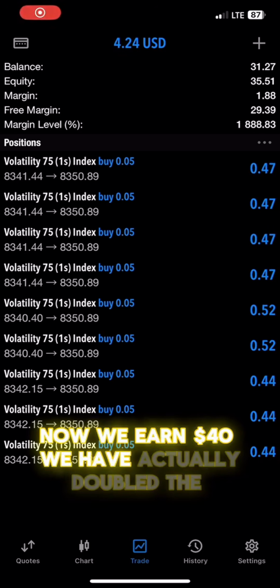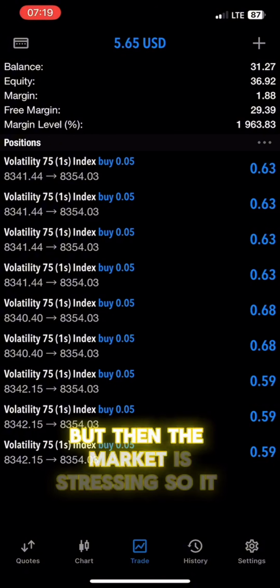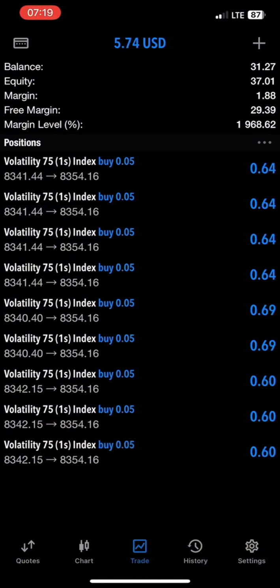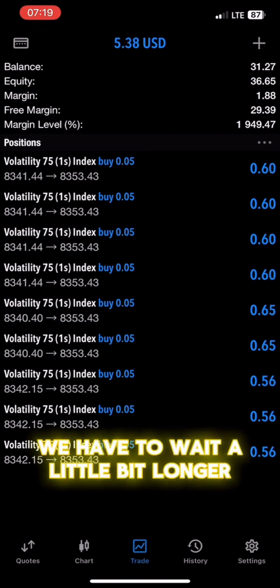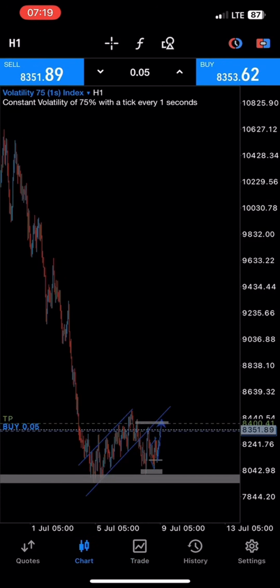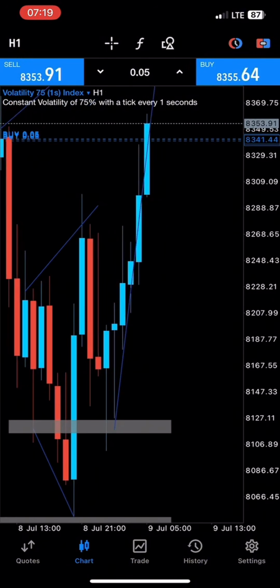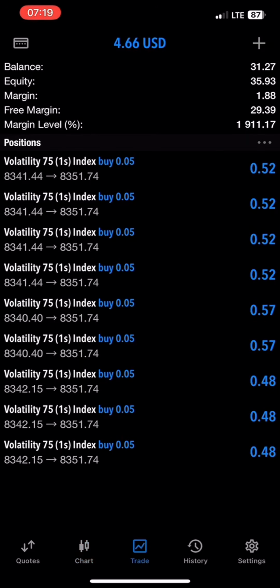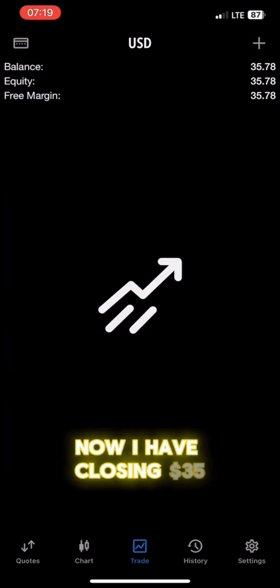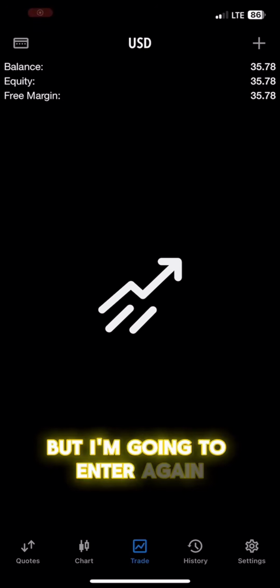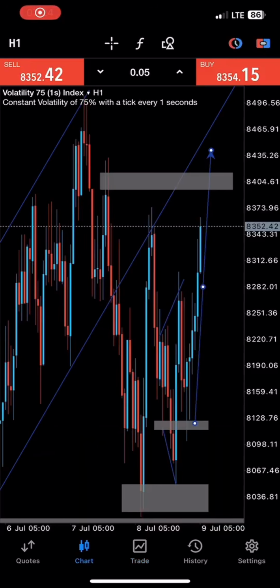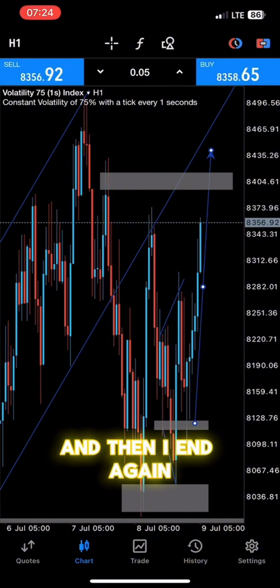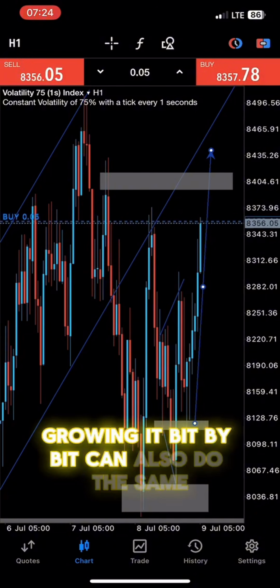Now we're in $40. We have actually doubled the account, but then the market is retracing, so we have to wait a little bit longer. Now I've closed in $35, but I'm going to enter again. I'm just trying to secure the profit that I've collected, and then I enter again. Growing it bit by bit, you can also do the same.